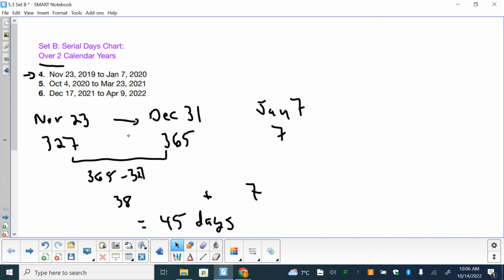Okay, so this is kind of multi-step. You want to first look at finishing off the calendar year like we did before, and then tack on the second calendar year afterwards.